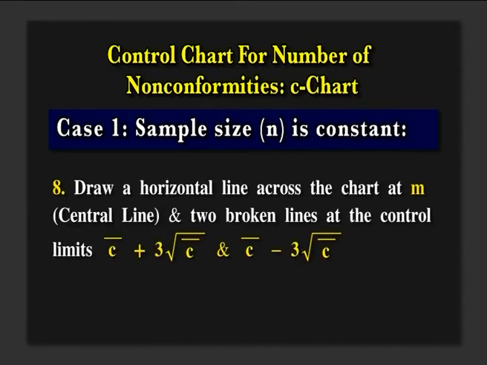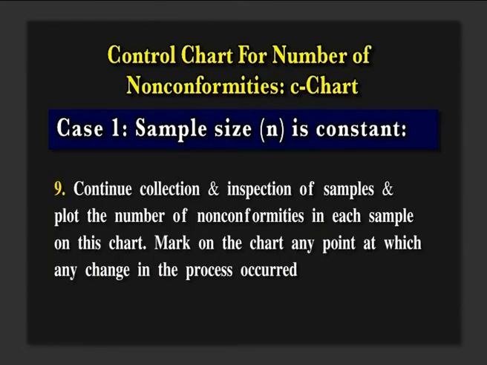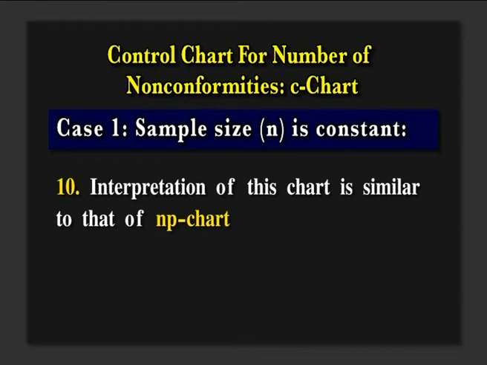Step 8. Draw a horizontal line across the chart at m, that is central line, and 2 broken lines at the control limits C bar plus 3 times root of C bar and C bar minus 3 times root of C bar. Step 9. Continue collection and inspection of samples and plot the number of nonconformities in each sample on this chart. Mark on the chart any point at which any change in the process occurred. Step 10. Interpretation of this chart is similar to that of NP chart.